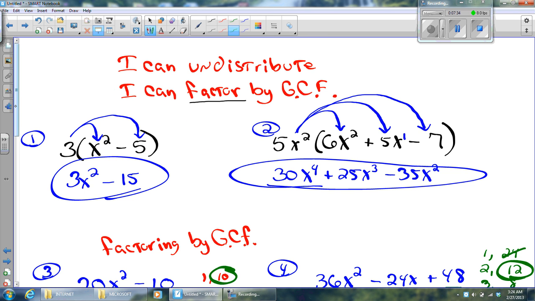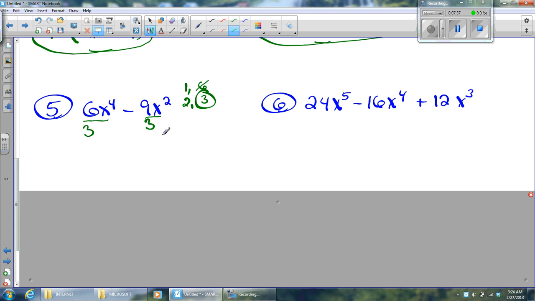So let me get back to this problem. So my GCF is actually 3x squared. So I'm going to have a 3x squared in front of my quantity. 6 divided by 3 is 2. X to the 4th divided by x squared is x squared. 9 divided by 3 is 3. X squared divided by x squared cancel. There you go. It's really not that hard. Don't worry, we're going to do a couple more examples.